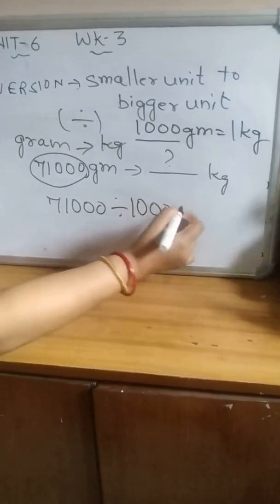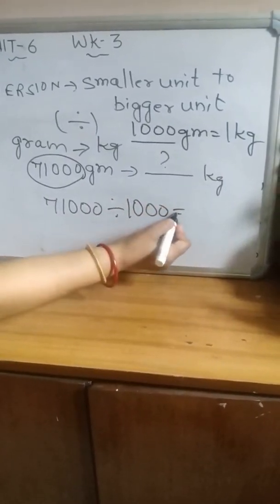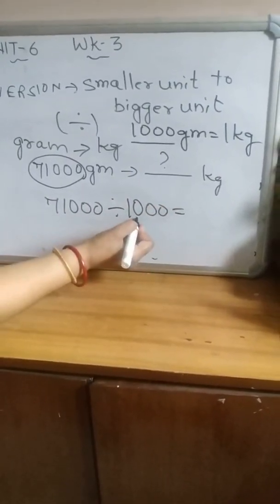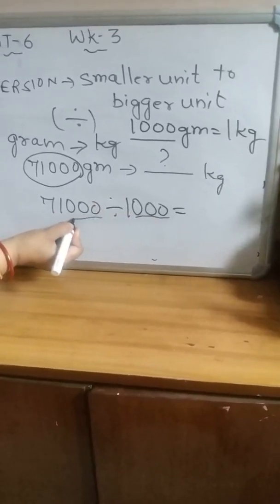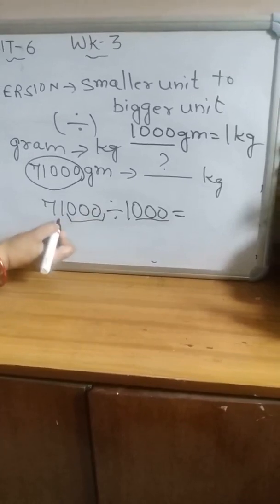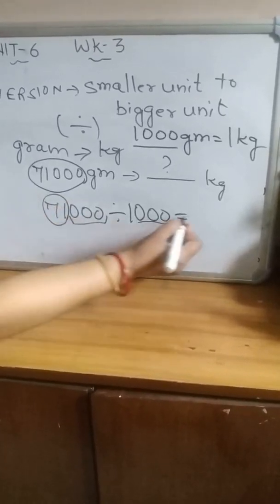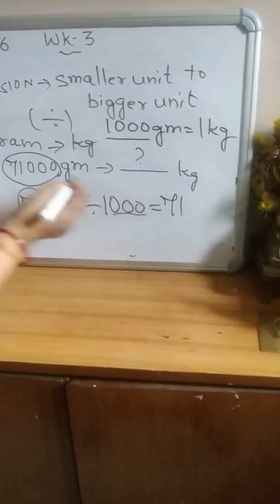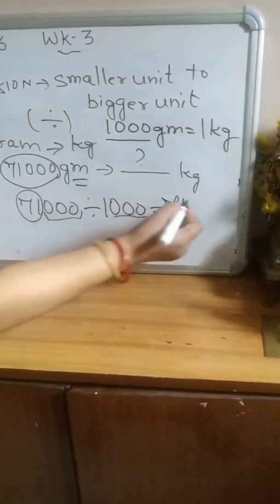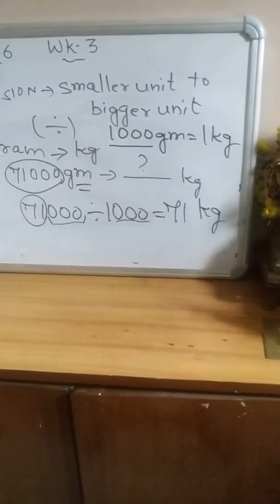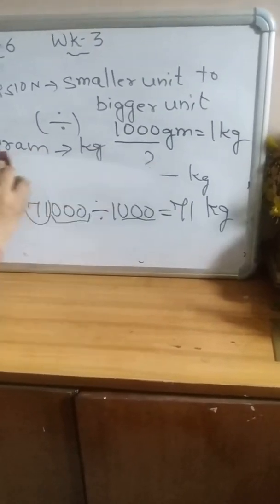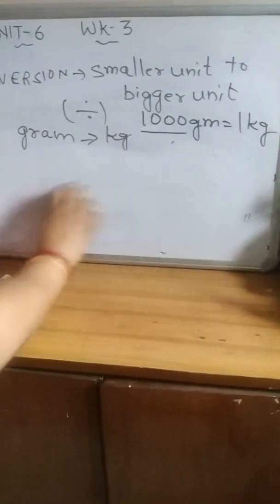So what will be the quotient? 3 zeros are there in the divisor. So I will remove these 3 digits from right to left. So these 3 digits are removed, and 71 is left as the quotient. So it will be 71, and here the unit gram will be converted into kilogram. So in this way we can convert from gram to kilogram by division with 1000.